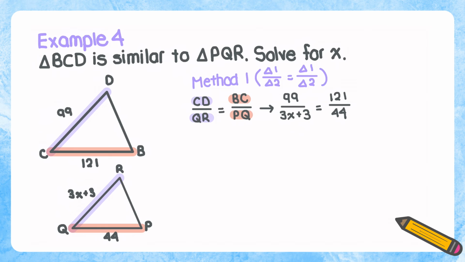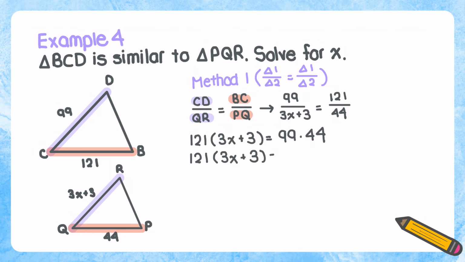Same thing, we're still going to cross multiply. I have 121 times the quantity of 3x plus 3 equals 99 times 44. Let's simplify that right side. So I'm just going to keep the left side as the same. And then go ahead and plug in 99 times 44 into the calculator. I got 4,356. What I'm going to do next is divide both sides by 121.